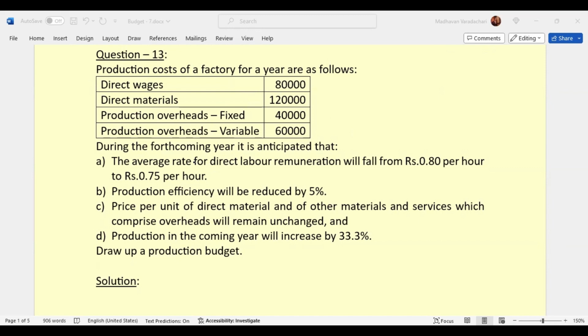During the forthcoming year, it is anticipated that the average rate for direct labor remuneration will fall from rupees 0.80 per hour to 0.75 per hour. Production efficiency will be reduced by 5%. Price per unit of direct material and of other materials and services which comprise overheads will remain unchanged. And production in the coming year will increase by 33.3%. Draw a production budget.